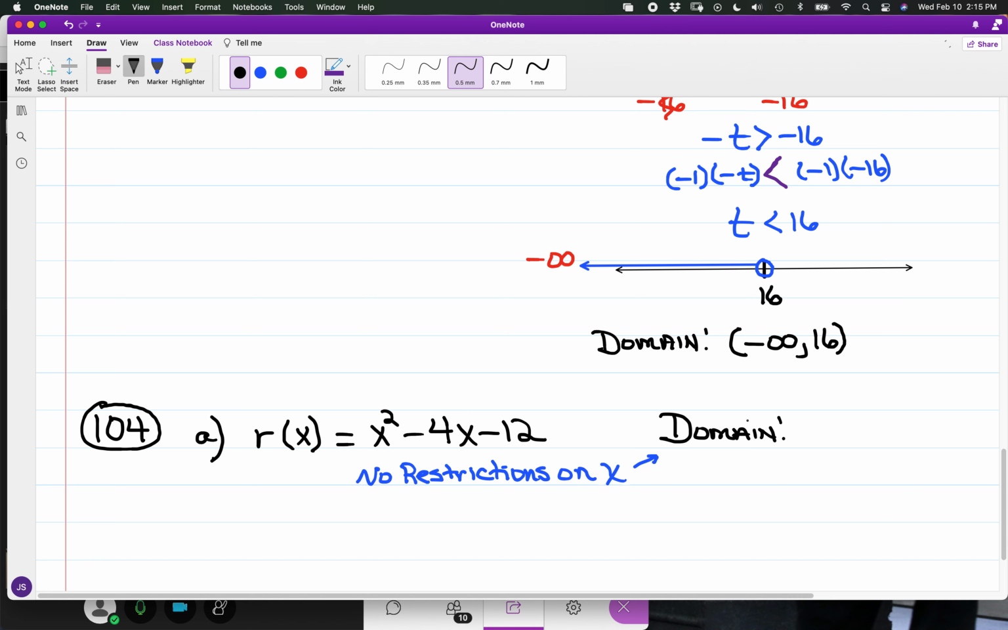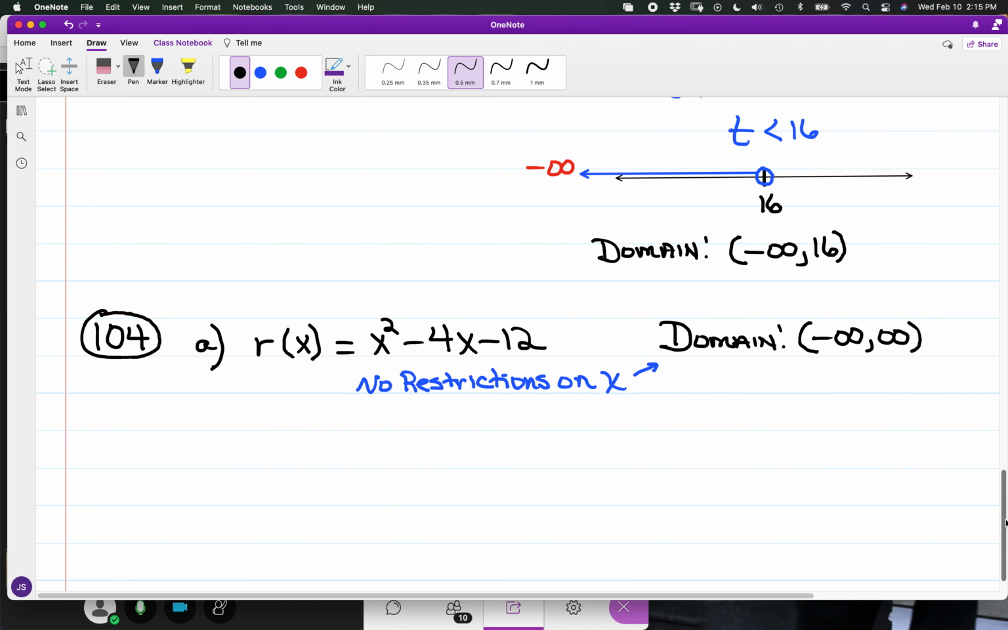So if you were to graph, you would just have the whole number line, going from negative infinity out to positive infinity. And again, that is the interval notation for the set of all real numbers.